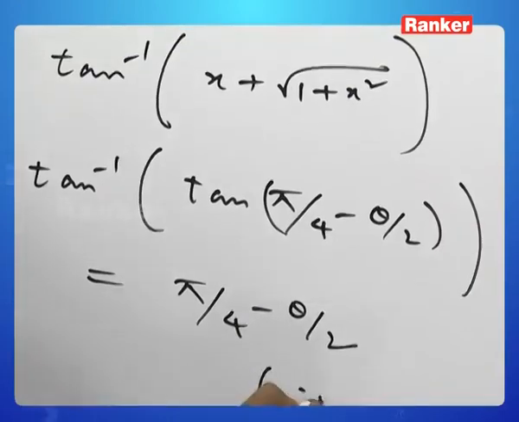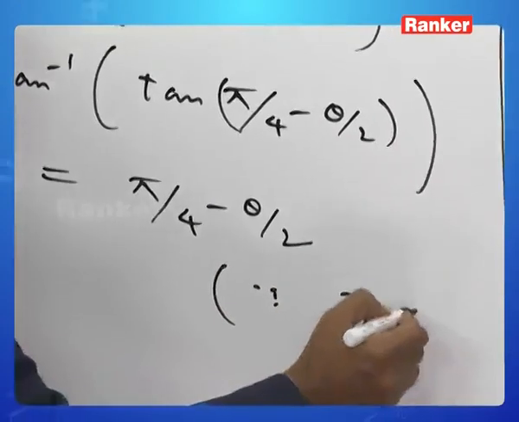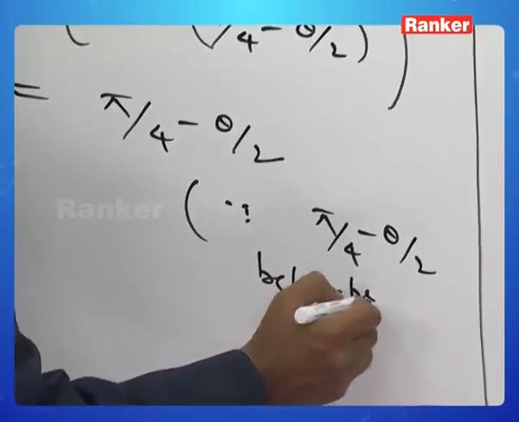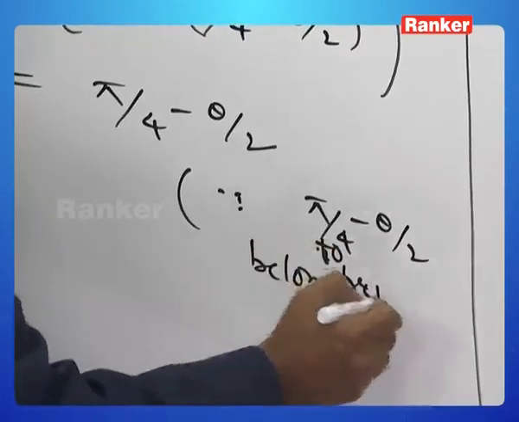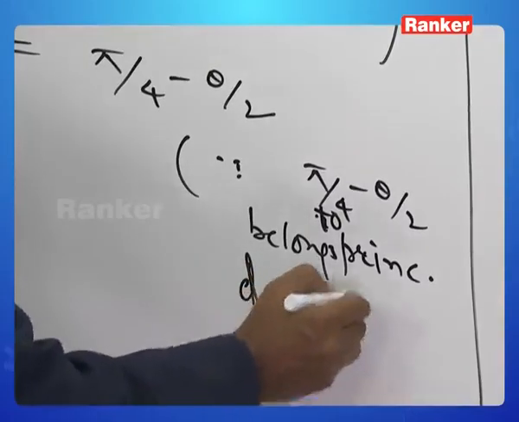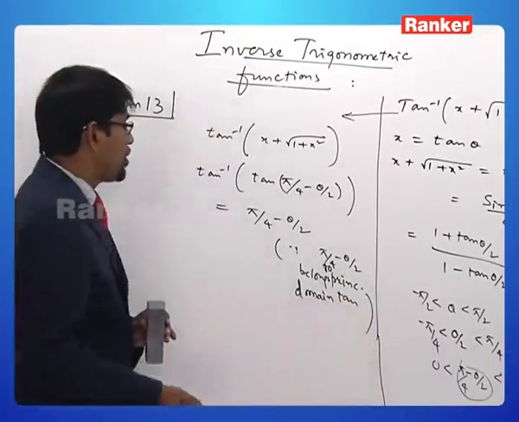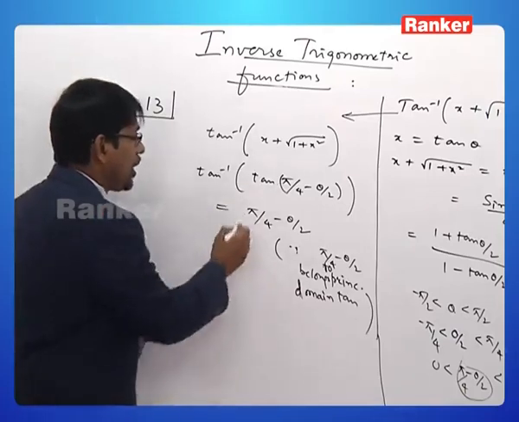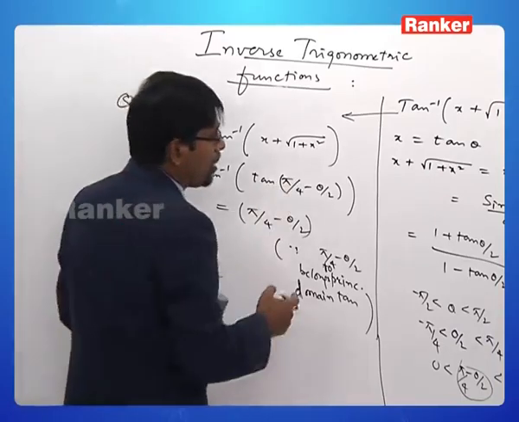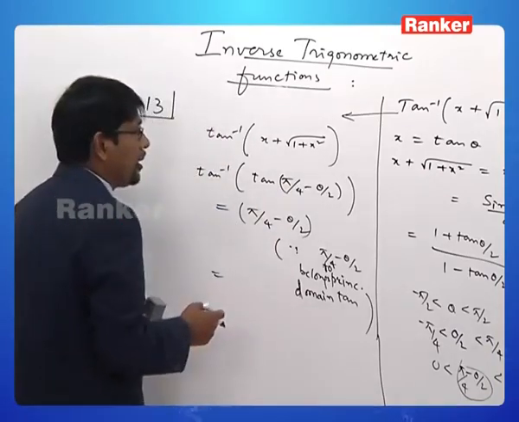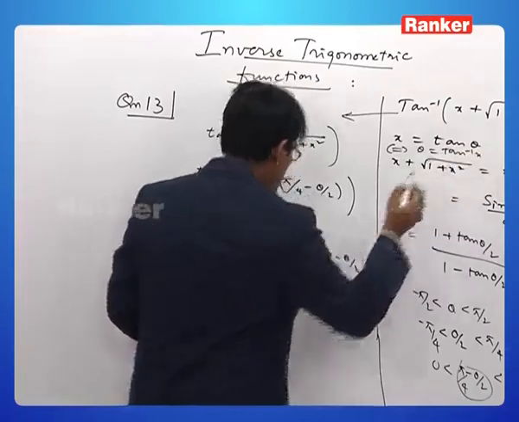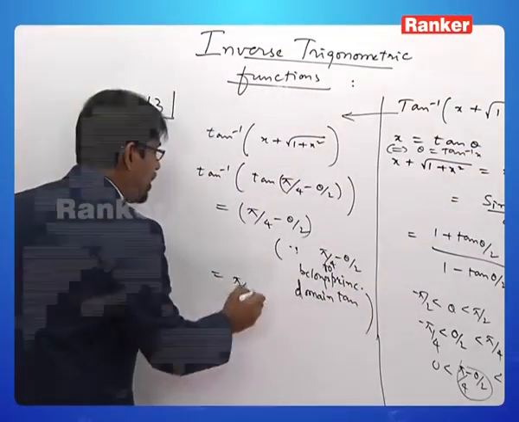So since pi by 4 minus theta by 2 belongs to the principal domain of the tan function, here we can cancel out, and then we have pi by 4 minus theta by 2. And what about this theta? What was theta there? Tan inverse x. So here we have theta is equal to tan inverse x. Therefore here we have pi by 4 minus half tan inverse x.